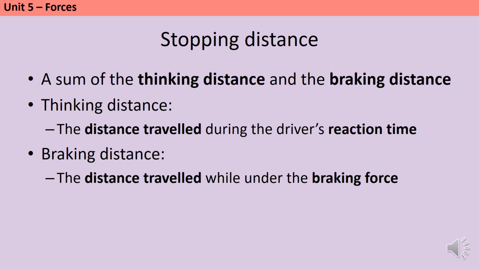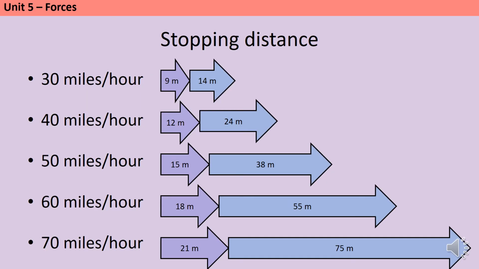Then, the braking distance is the distance that the car continues to travel while the driver is braking. It's not the case that as soon as you press the brakes, the car's going to stop. You're going to carry on moving for a little while, and so you are going to carry on travelling a distance. Here are some typical thinking and braking distances for cars moving at different speeds. As you can see, at 30 miles per hour, the total stopping distance for the car is going to be about 23 metres, whereas at 70 miles per hour, our speed limit on motorways, the total stopping distance is going to be more like 96 metres.